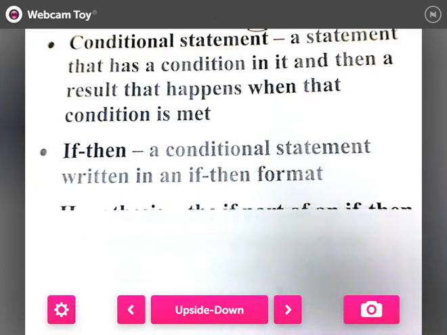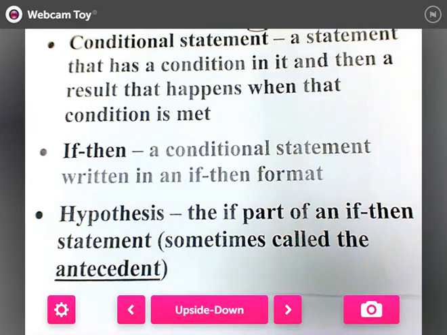Okay. Hypothesis. What's a hypothesis in a science class, guys? It's like an educated guess or a prediction. A hypothesis in math is the if part of an if-then statement, sometimes called an antecedent. I can't pronounce that word. Antecedent? There you go. Which you'll probably only hear again if you take super upper level logic classes.